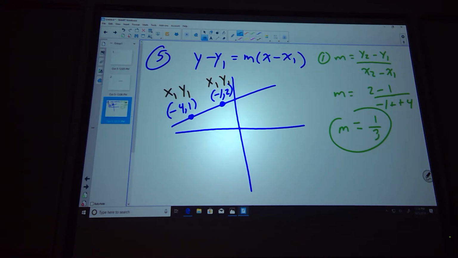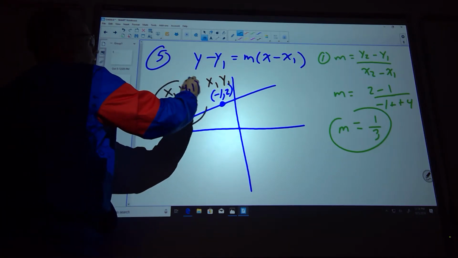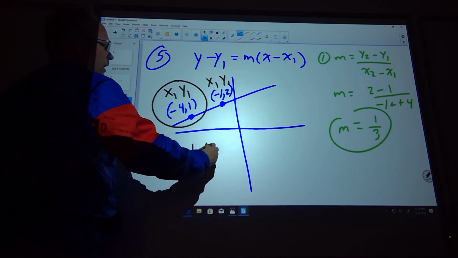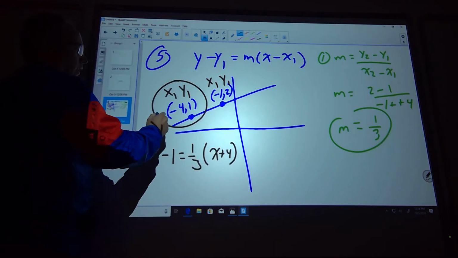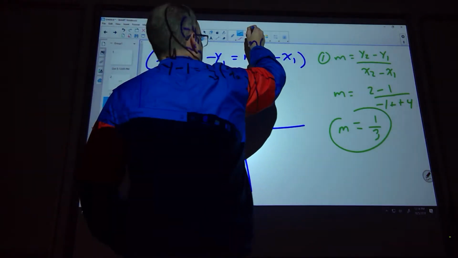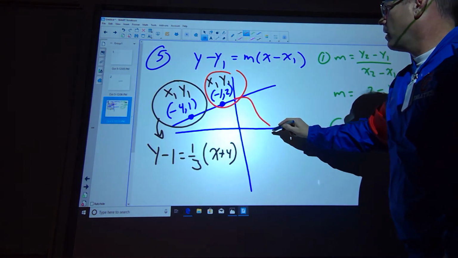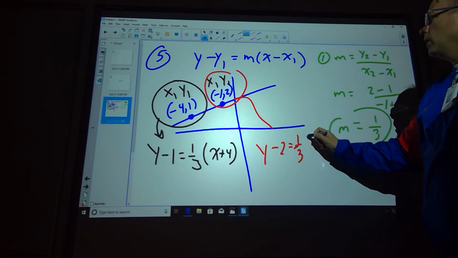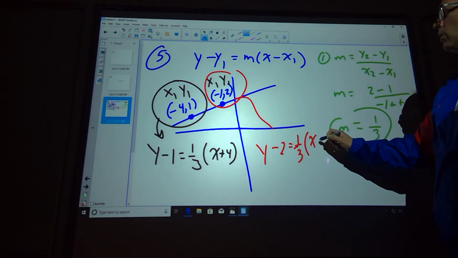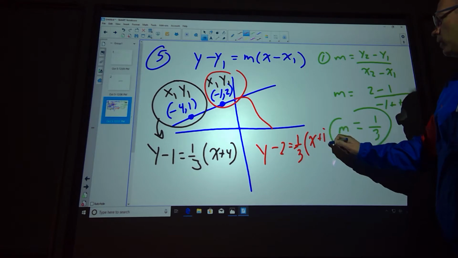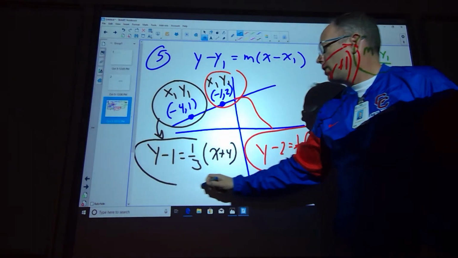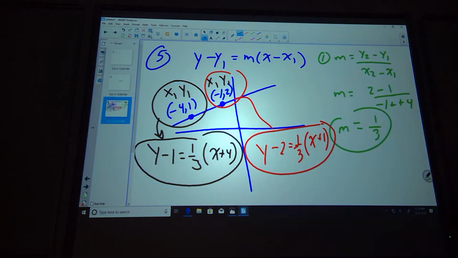The reason I'm going to do that is if I use this point right here, I'm going to get y minus 1 equals 1/3 x plus 4. That comes from this one. And then if I use this one here, I'm going to get y minus 2 equals 1/3 x minus 1, so x plus 1. What can you tell me between the red and the black answers? Do they look the same? Do they look different? Different.